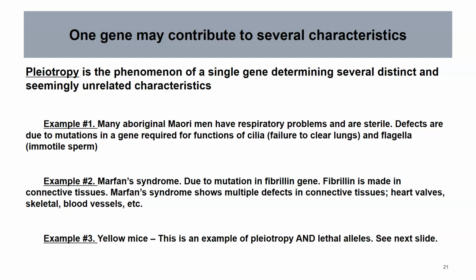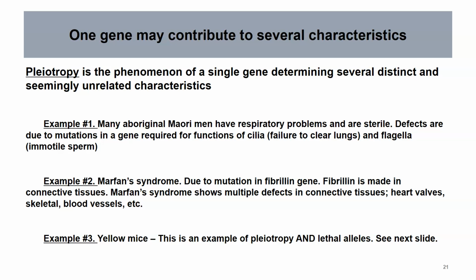Second example is Marfan syndrome. This is a syndrome in which there are a number of characteristic phenotypic results. For example, Marfan's individuals are very tall, and they are more likely to have defects in multiple organs. The reason for Marfan syndrome is due to a mutation in a gene called the fibrillin gene. Fibrillin encodes a protein that's important in many connective tissues. So bone and cartilage, and for example, the heart valves are made of connective tissue. People suffering from Marfan syndrome have multiple defects associated with connective tissue in general.